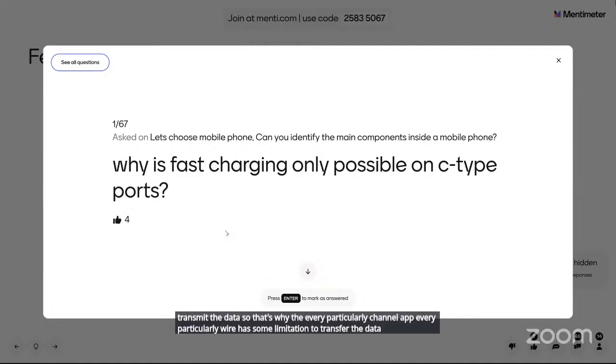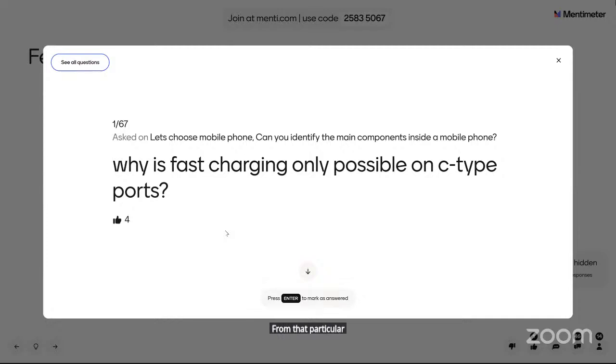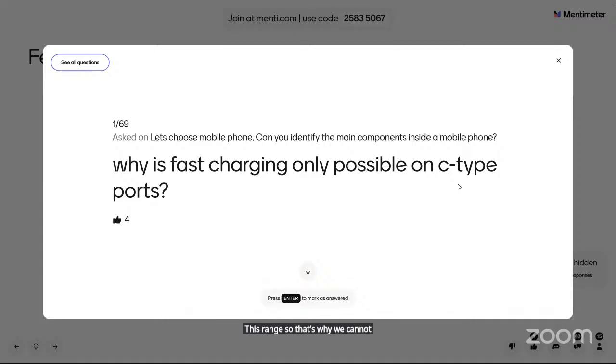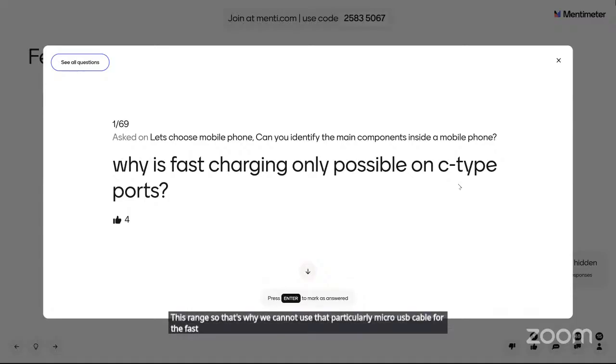If we extend beyond that limit, my data will be lost, and the wire will not be able to handle it. So that's why the C type also has a limitation. Micro USB has the limitation that it will not transfer the data up to this range. So that's why we cannot use the micro USB cable for fast charging. That's why we move to the C type.